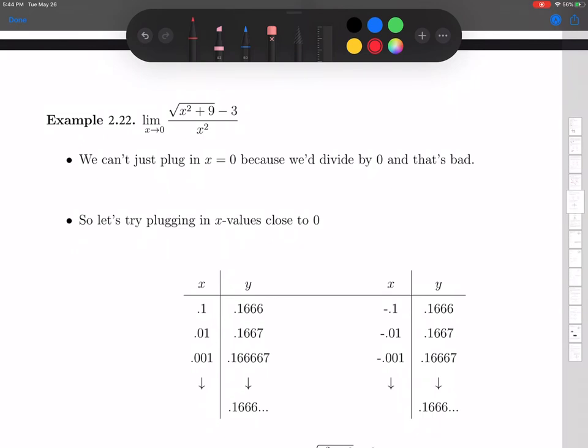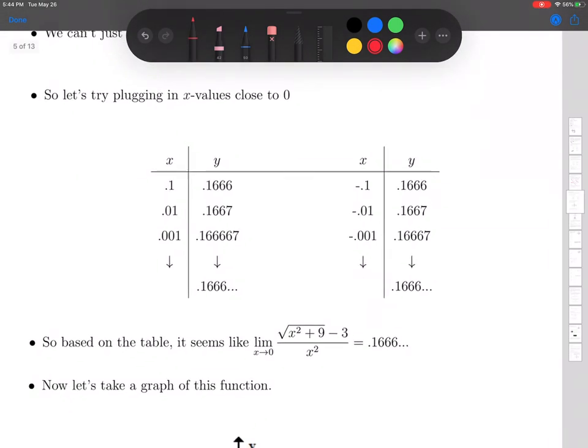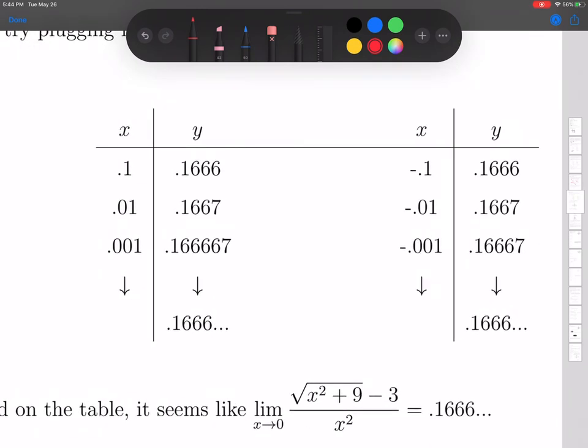So let's go ahead and try the method that we just did for the last problem. The last problem, we said, you know what, I can't plug in 0. Let's go ahead and plug in values that are getting close to 0 from the left and from the right. So I have that here in my little chart. If I plug in x values, my x values are getting close to 0. So let me go ahead and fill in my chart here. I'll do it in blue. So I'm getting close to 0.